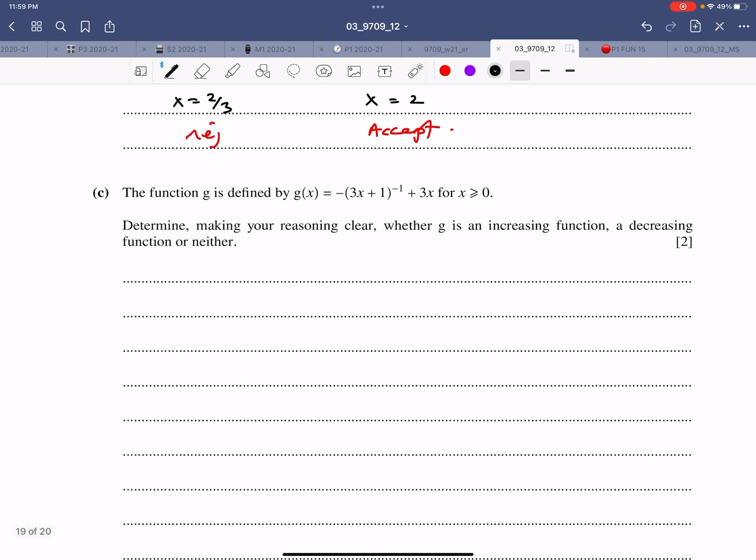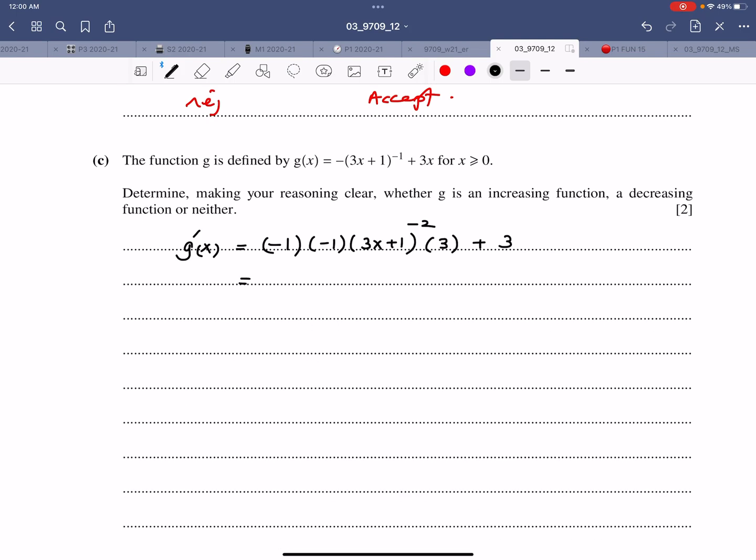So g(x) is another similar question like this. Now when I differentiate, minus 1 was already there, minus 1 comes down, (3x plus 1), power reduces by 1, derivative of the bracket is 3, derivative of 3x is 3. Now this becomes positive 3 over (3x plus 1) whole squared, plus 3.